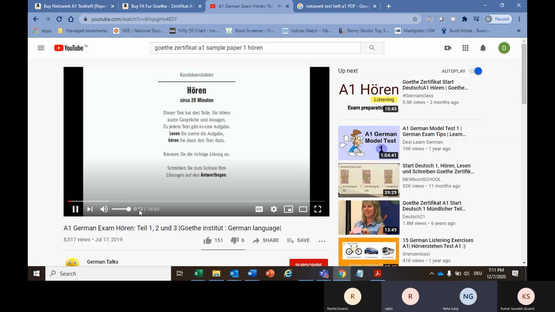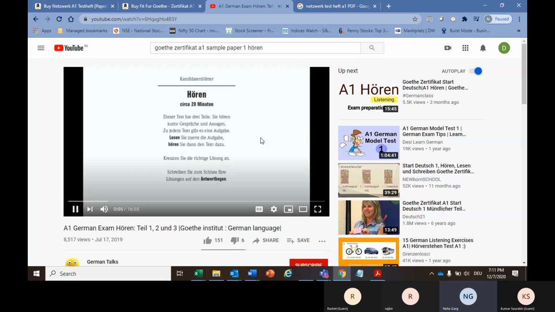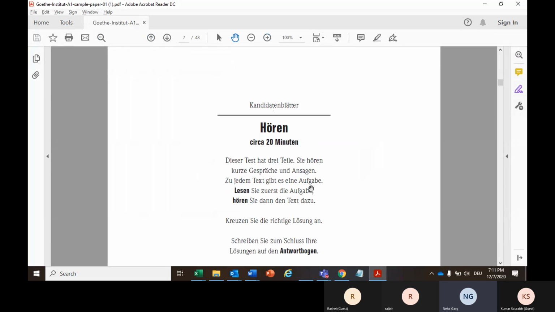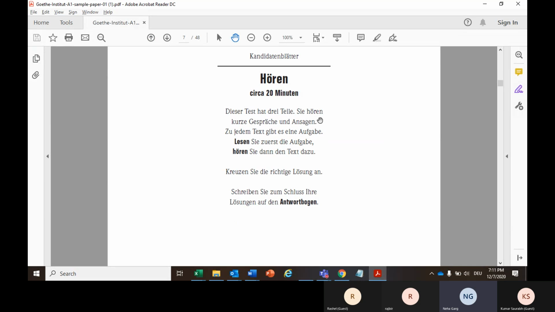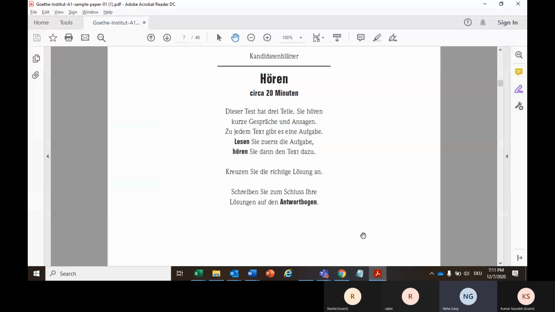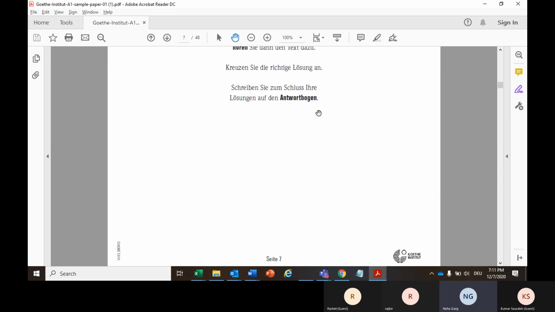Dieser Test hat 3 Teile. Start Deutsch 1. Modellsatz Hören. Dieser Test hat 3 Teile. Sie hören kurze Gespräche und Ansagen. Zu jedem Text gibt es eine Aufgabe. Lesen Sie zuerst die Aufgabe, hören Sie dann den Text dazu. Kreuzen Sie die richtige Lösung an. Schreiben Sie zum Schluss Ihre Lösungen auf den Antwortbogen.